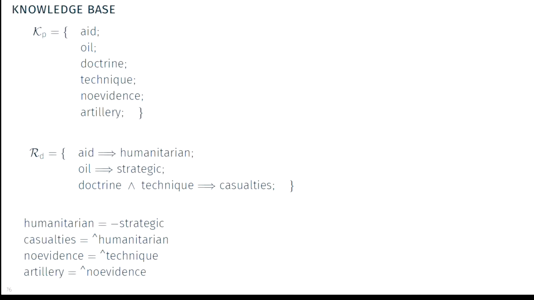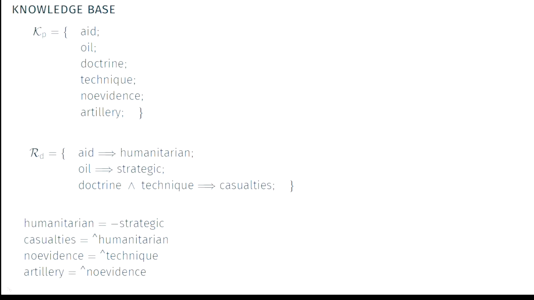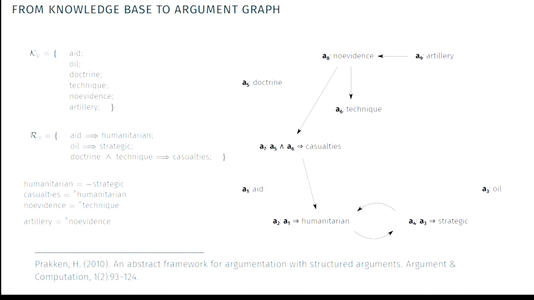So if we have that the Soviet doctrine links to civilian casualties, and we know that we use techniques coming from the Soviet doctrine, then we will end up having casualties. And then we have that it is either humanitarian or strategic. Sorry, the notation is a little cumbersome, but here it means that humanitarian is the negation of strategic and vice versa. But instead, casualties negates is a direct undercut to humanitarian, and no evidence is an undercut to technique, and artillery is an undercut to no evidence. The point is, we build the knowledge base, we build the argument.